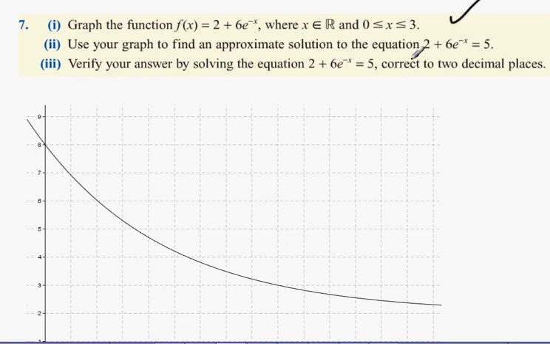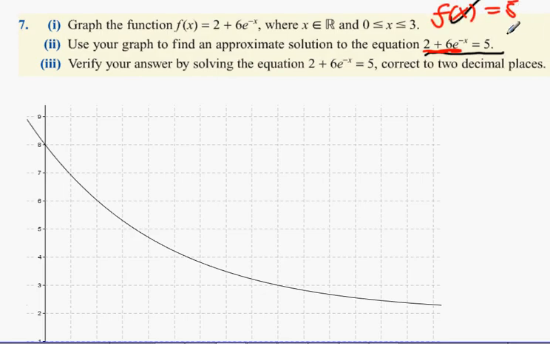Use the graph to verify an approximate solution for this here. What is an approximate solution, guys? What does this part here represent on its own? The part I underlined in red represents f of x.